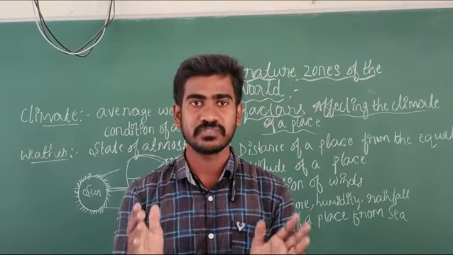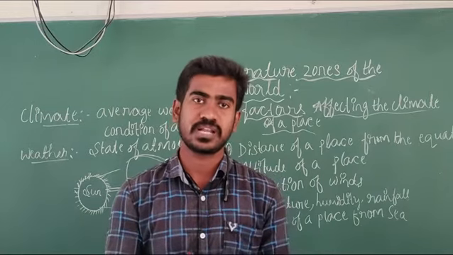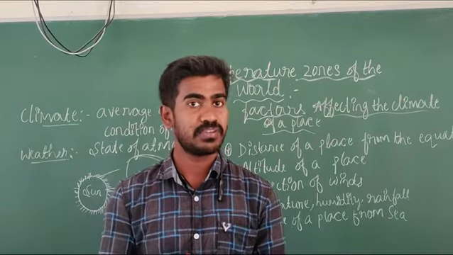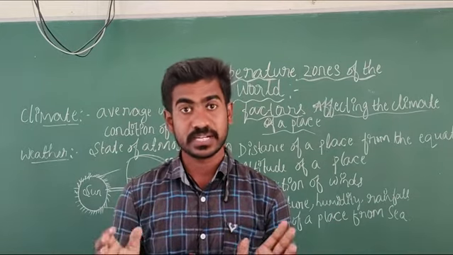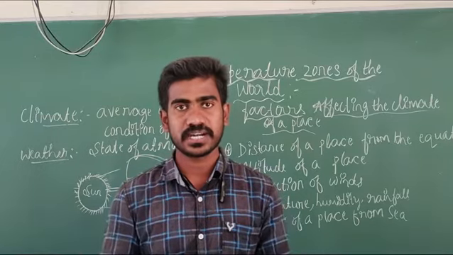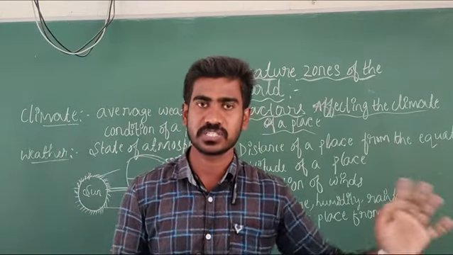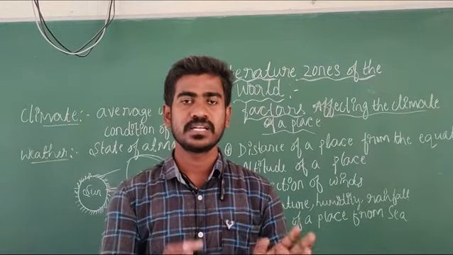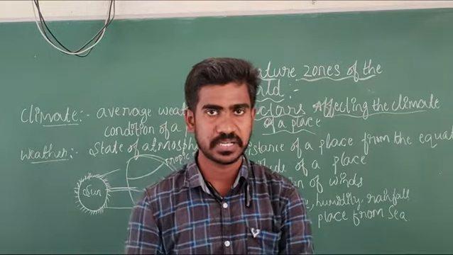If the average condition of a particular area is cold, they call that a cold climate. If it is normal, they call it moderate. They will not consider the day-by-day weather or atmosphere condition, but the weather of large areas over many years, for example the past 50 years, 20 years, or 30 years. After considering, they fix whether it is cold, hot or moderate. So that is the difference.